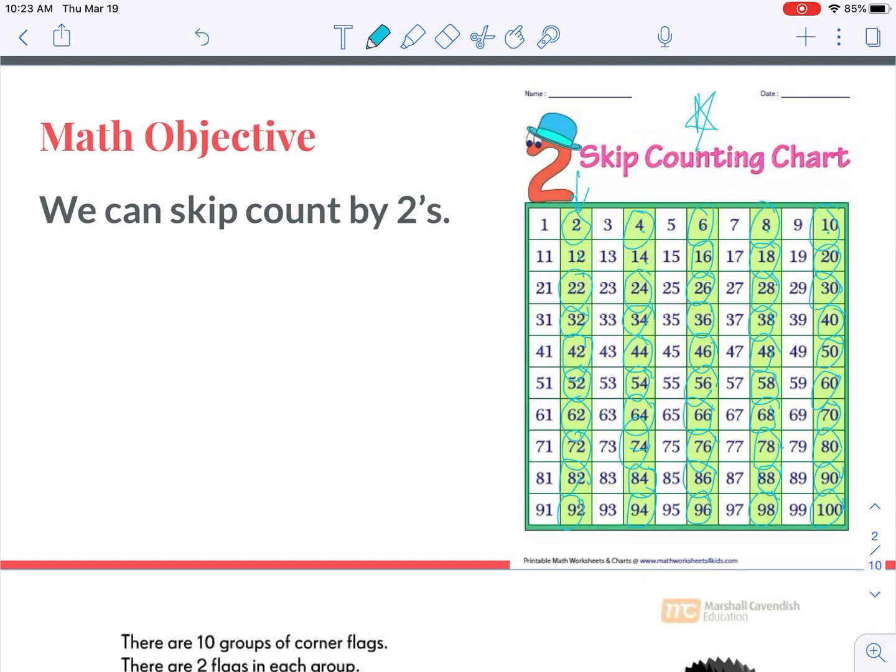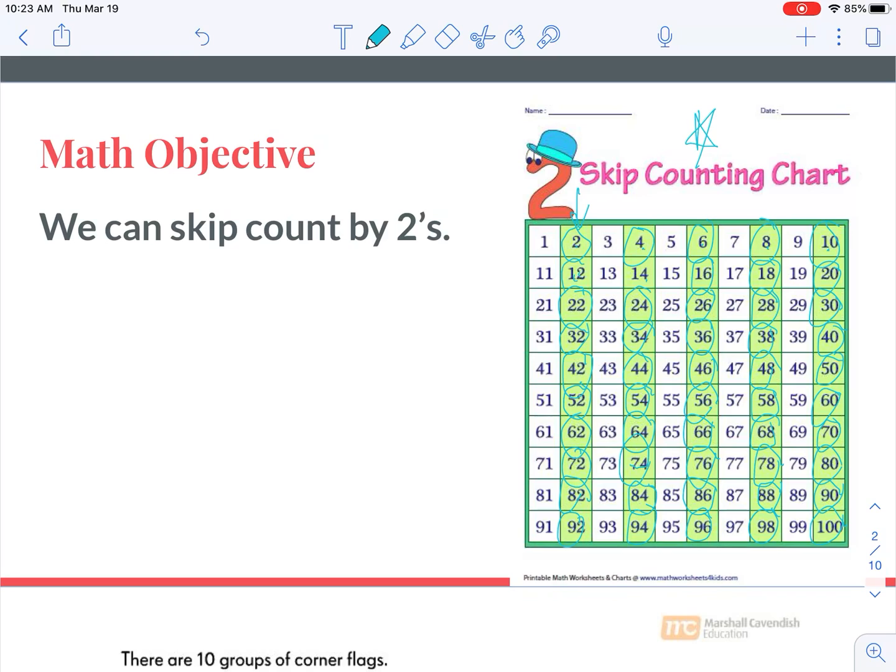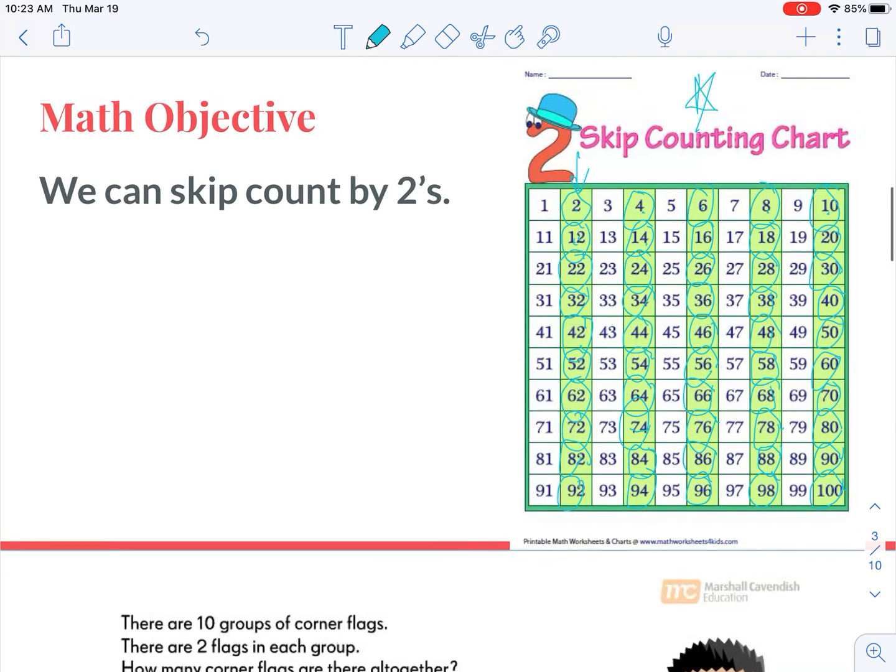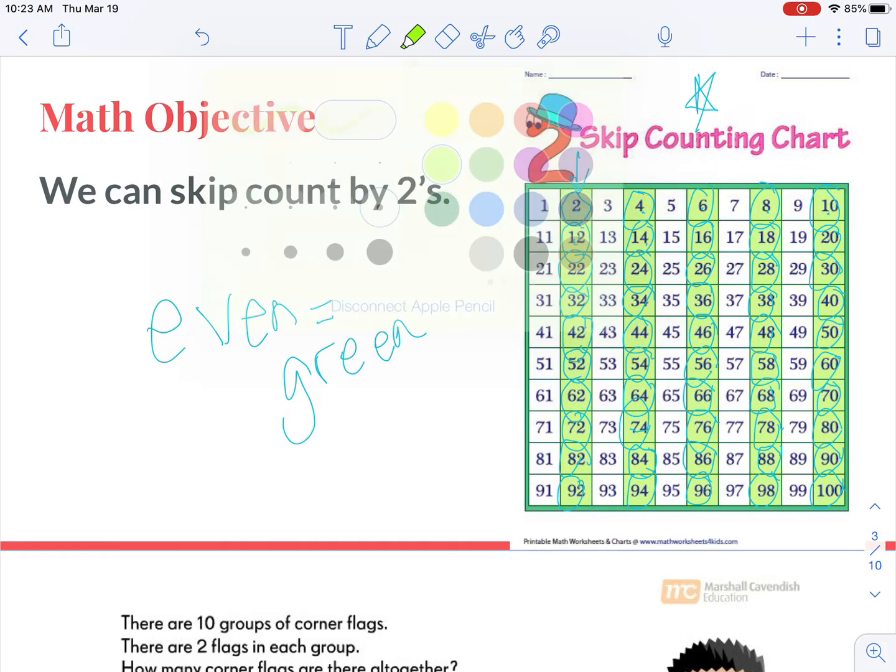It's important to note, students, that all of the numbers that I just circled are called even numbers. Even numbers are the green numbers where you can skip count by 2's. All of those numbers are even. Okay, you're going to need that for the Prodigy that I assigned you starting on Sunday. The Prodigy is going to go from Sunday to Friday each week.